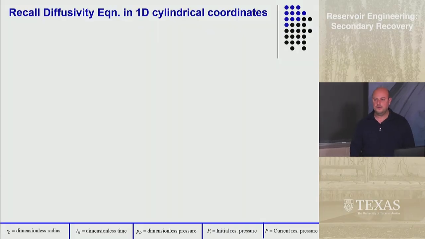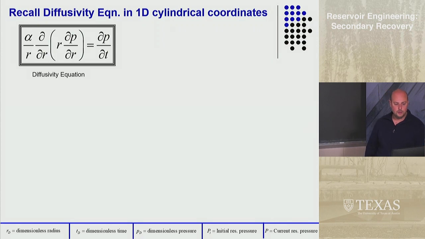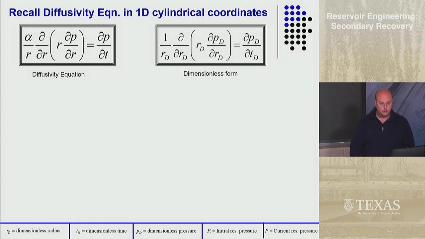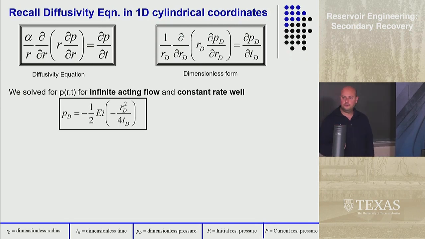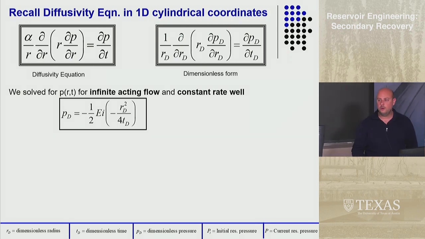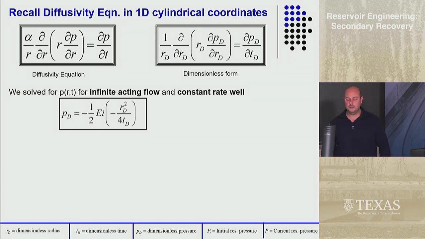So the diffusivity equation in cylindrical coordinates was given here. So there's a spatial or radial dependence, and then there's a time dependence of pressure. You could write that in dimensionless form as I did before. So you got PD, RD, and TD. The solution for that, for infinite acting flow and a constant rate well, is given here. Okay, you should have learned this in Reservoir 1. I know I talk about it in the review video.